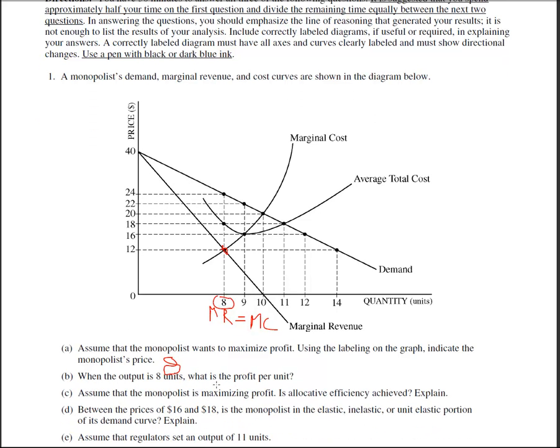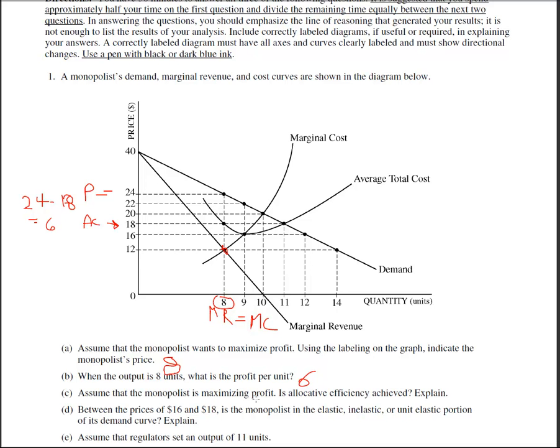When the output is 8 units, what's the profit per unit? Well, profit per unit, the price is equal to 24. Average cost is right there at 18. 24 minus 18 is equal to 6. So what is the profit per unit? $6.